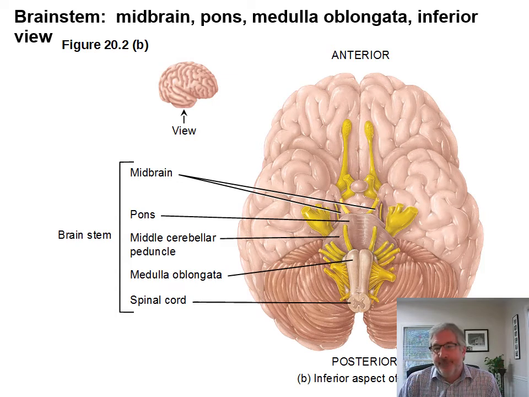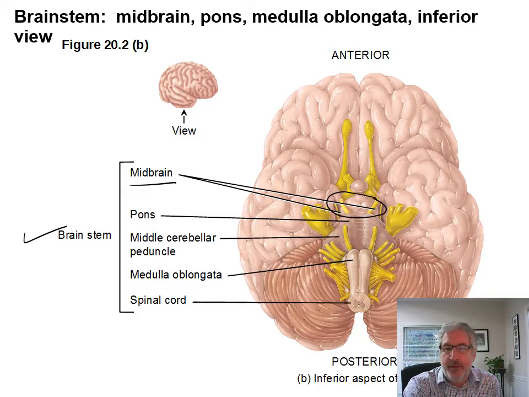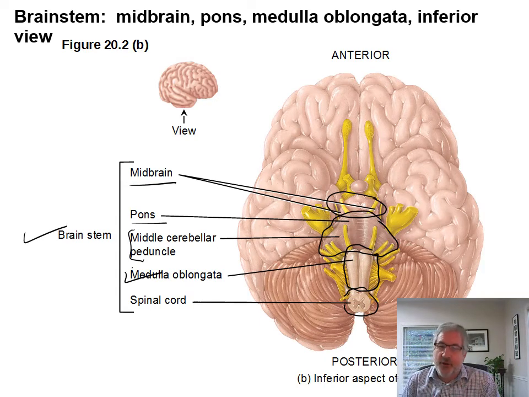Okay, here's an inferior view of the brain, and the yellow parts are nerves, and we'll talk about those next time. This is the brain stem here. The midbrain is right here, this section. Here's the pons, this bulge out part. Then we have what we call the middle cerebellar peduncle. We'll talk about what that is in a second. The medulla oblongata is this section here. The foramen magnum would be there, and then you have the spinal cord starting there.